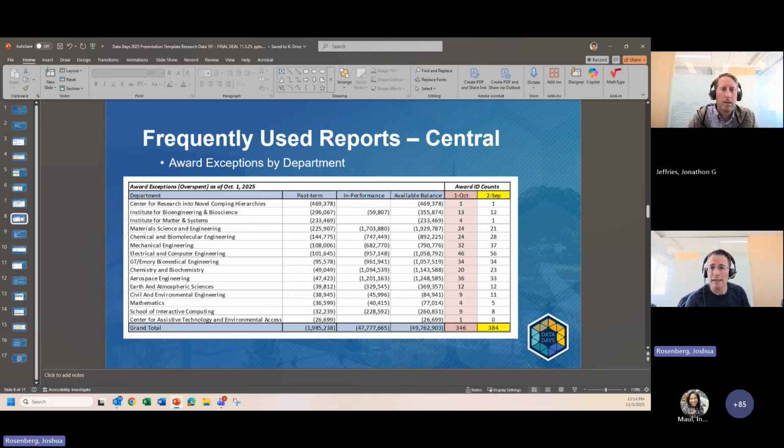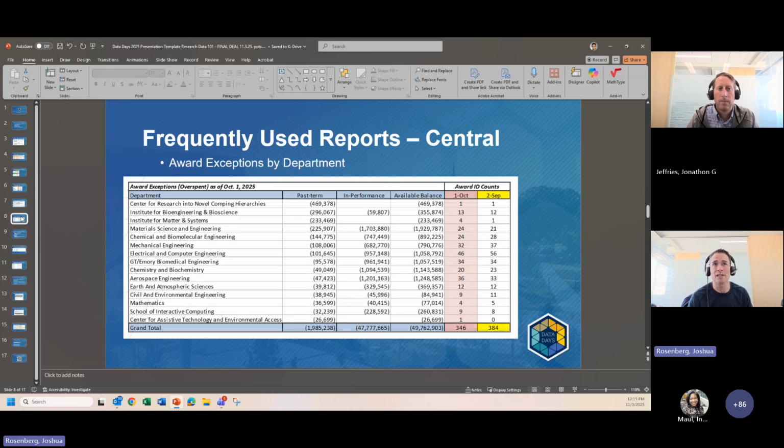That could be a case for awards that are still ongoing, which are the in-performance awards, or even worse, it could be past term. So in other words, we're over the budget and the award end date has passed. What I'm really looking for in an output like this is two things. First of all, in the past term column, I want as low a number as possible. Actions must be taken when we have numbers in that category.